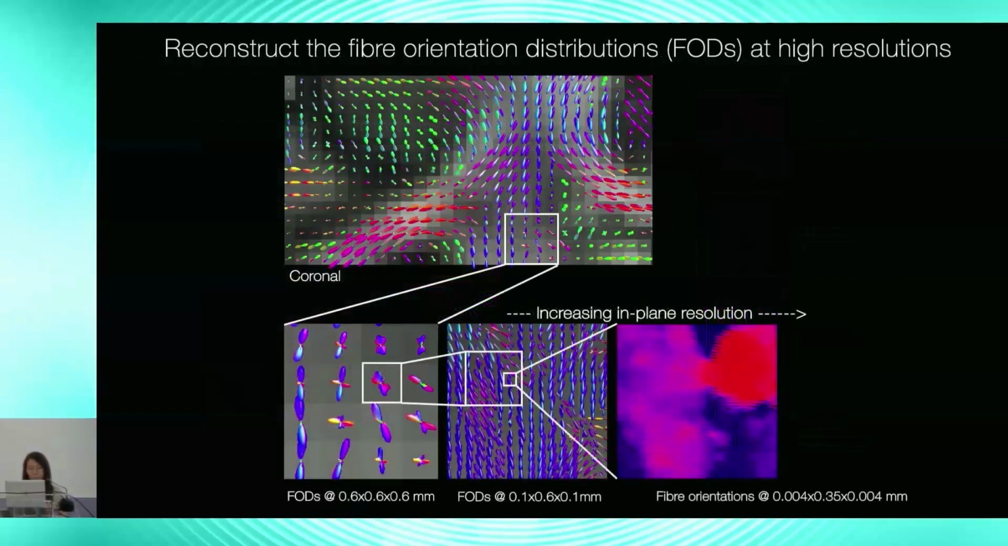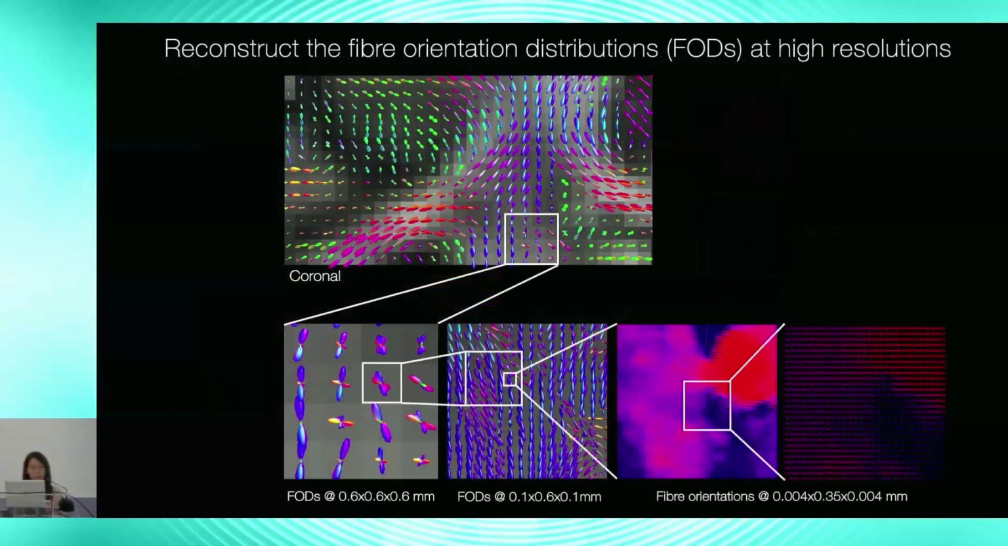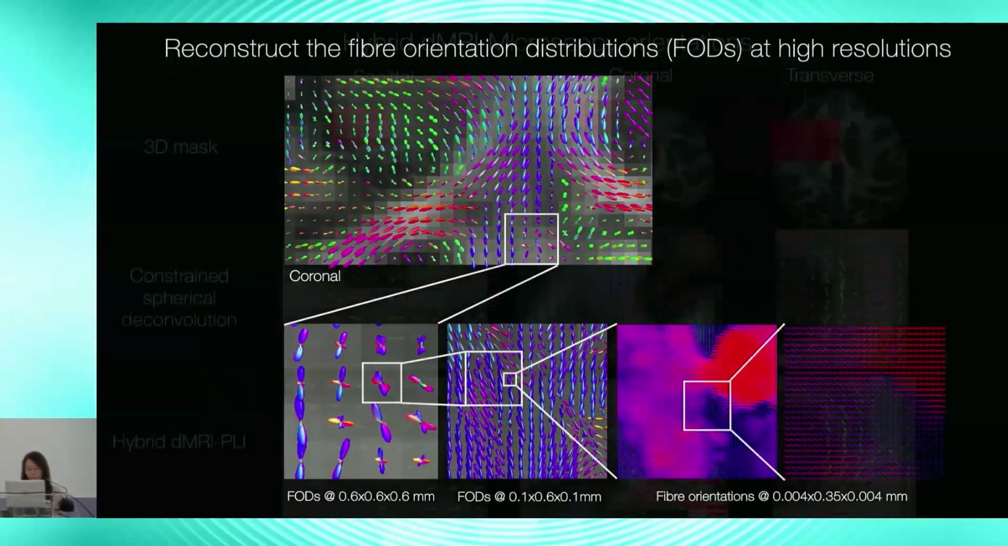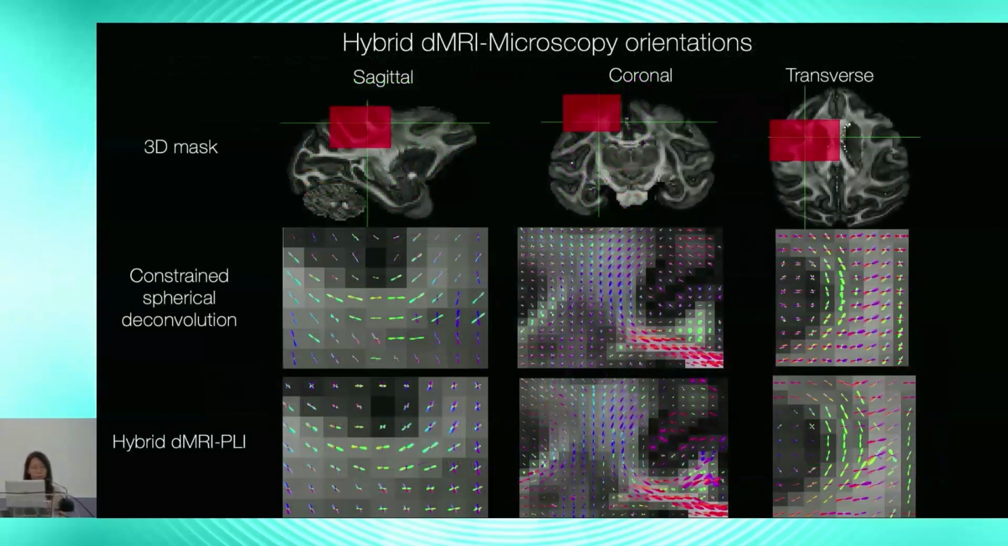And maximally, we can construct resolution at 4 micrometer in plane and 350 micrometer through plane. This is limited by the gap between the PLI slices. So the first thing we try to validate is we reconstruct at 0.6 millimeter, so this is the same as our diffusion MRI data. These are from the same macaque brain.